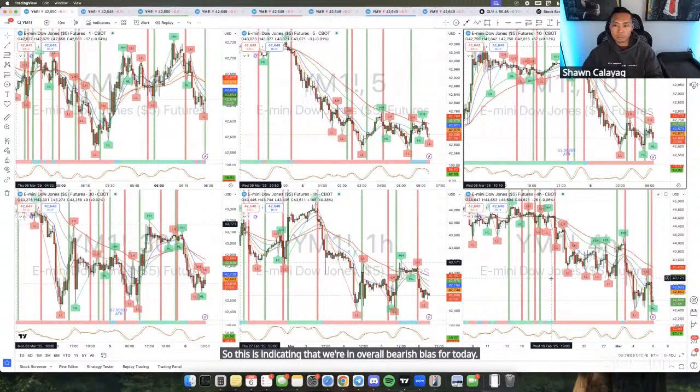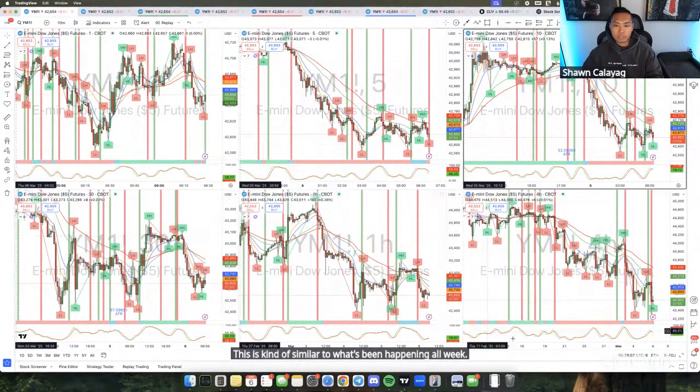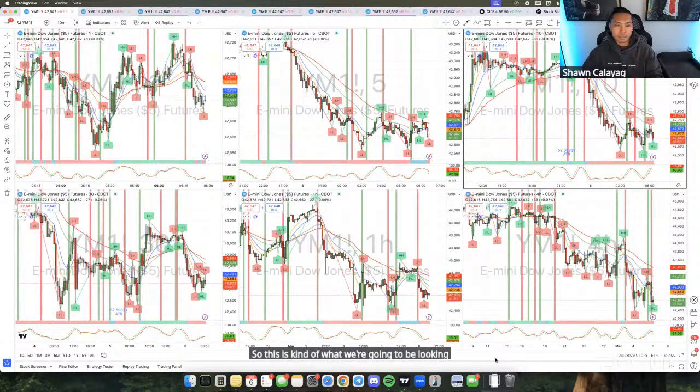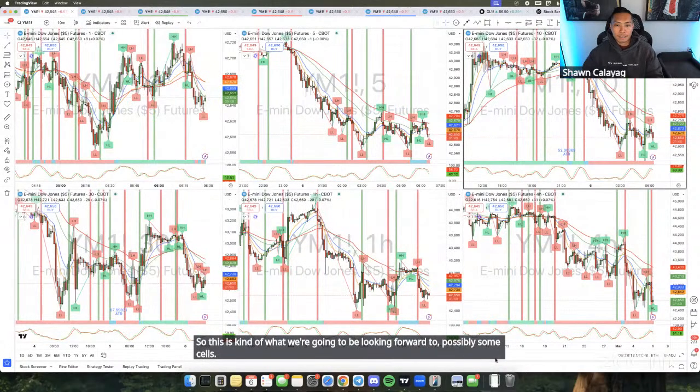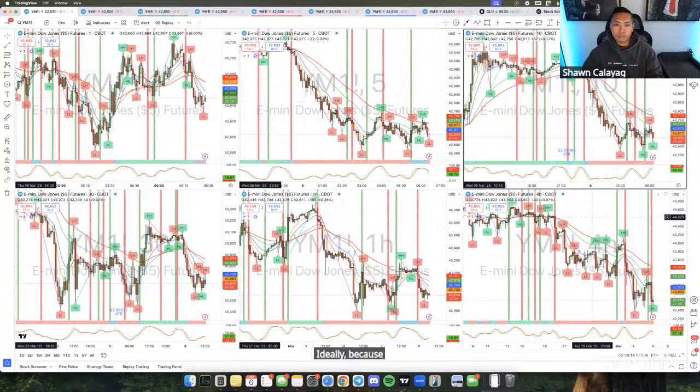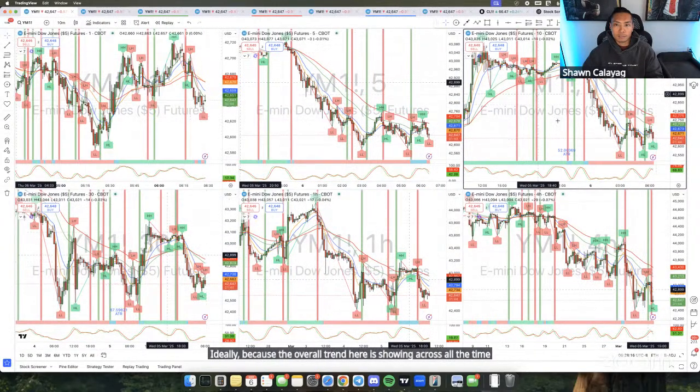This is similar to what's been happening all week. So we're looking forward to possibly some sells, ideally, because the overall trend here is showing across all the time frames that price is likely to keep dropping.